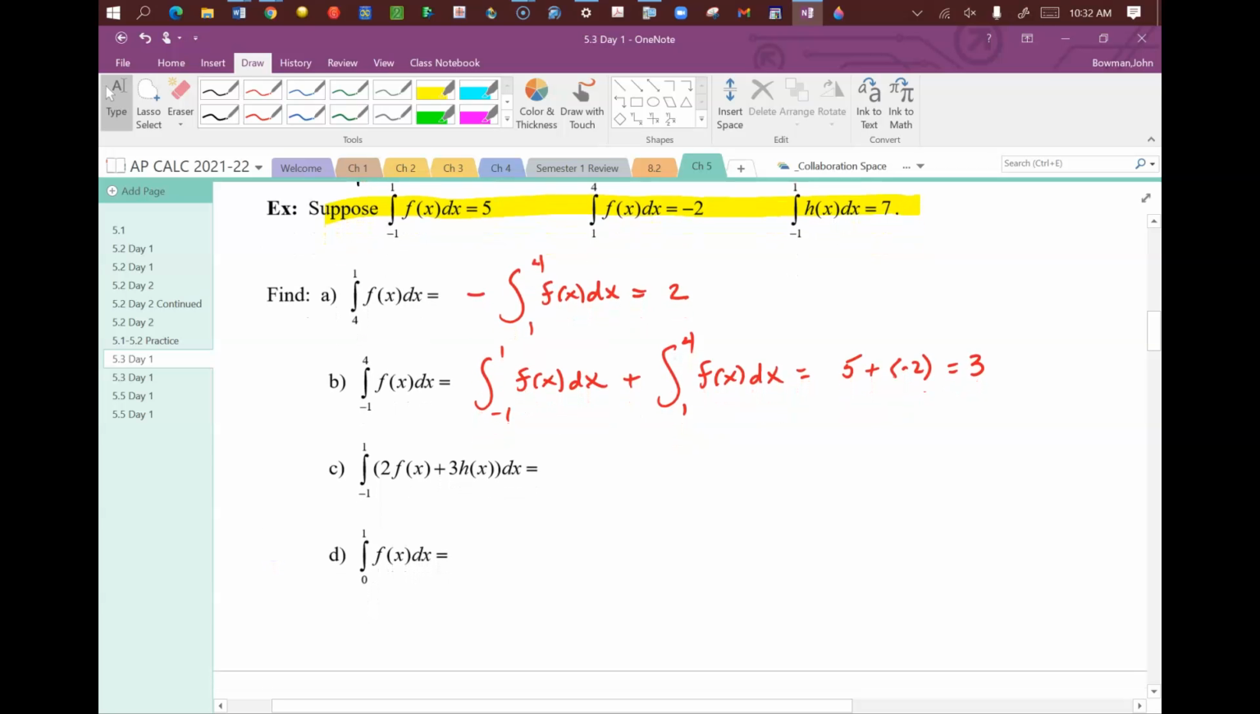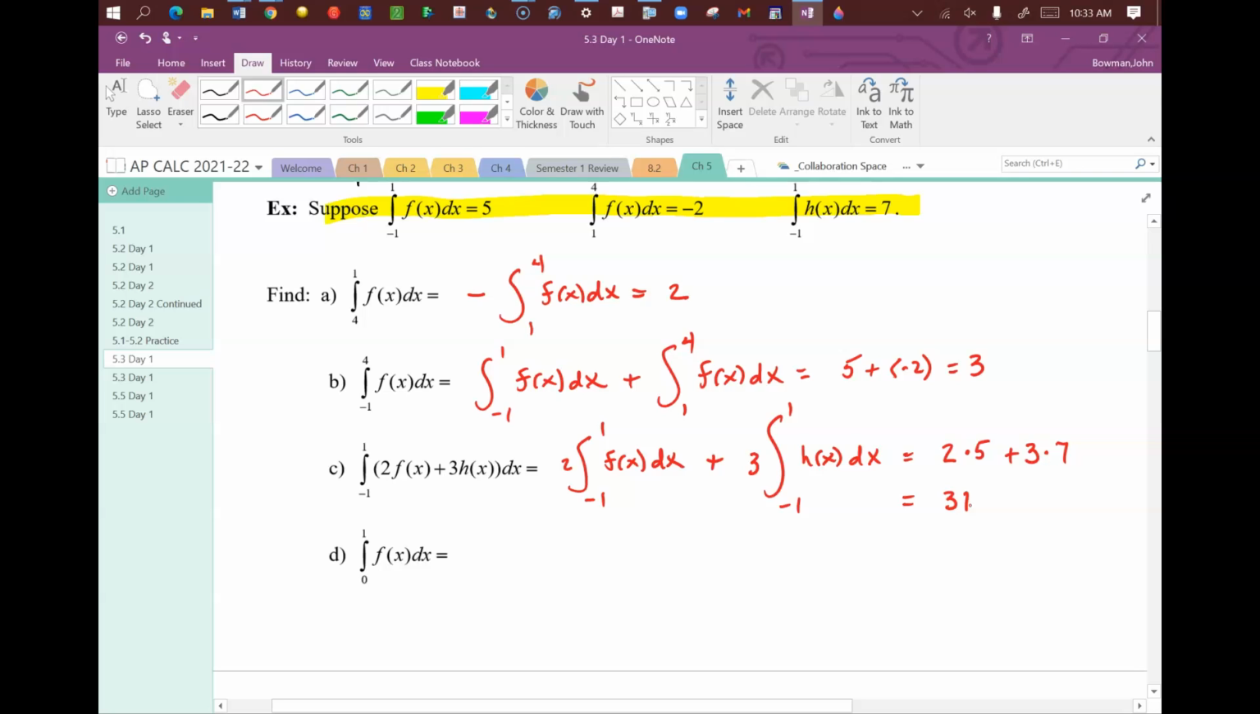Here, you can think of this as using the addition rule and the multiplication rule, which is a vertical stretch. So we can write this as 2 times the integral from -1 to 1 of f of x dx, pull the 2 outside, plus 3 times the integral from -1 to 1 of h of x dx. And so that is going to be 2 times 5 plus 3 times 7, or 31.